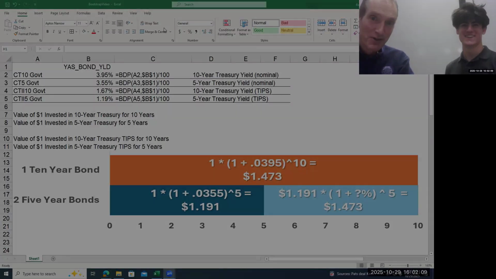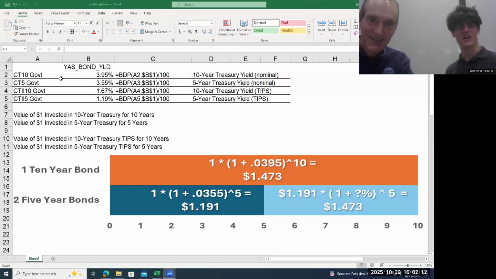Doing good, doing good. Remember when we were working on a bootstrapping yield curve? Yeah, I do remember. Let's see how much of that you remember.